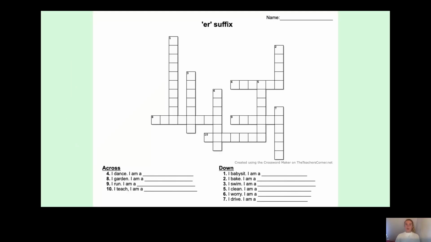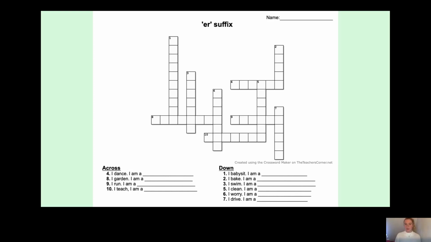So this is what your worksheet looks like. And this is Year 2 Phonics, 18th of January resource, okay? Now, this is a crossword. So it has different clues and it tells you where you need to fill in the word. So let's do the first one together. Well, if you look under across, we have 4, okay? It says, I dance. So dance is the verb. I am a, and we need to change dance into a noun.